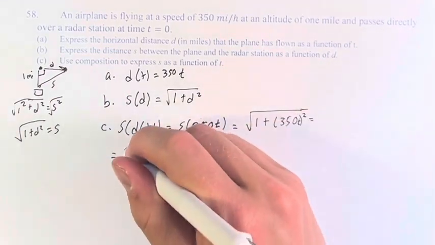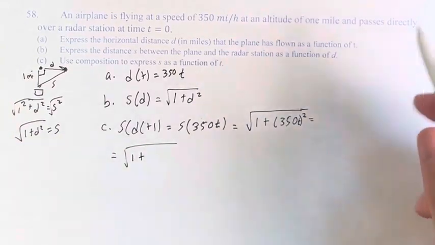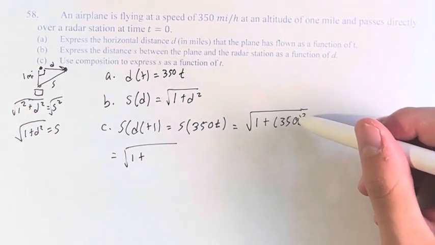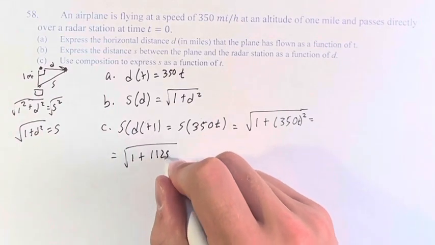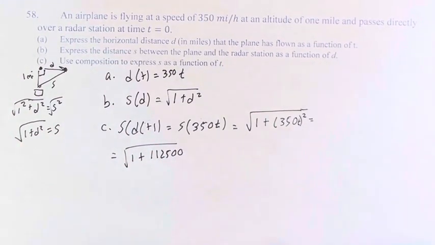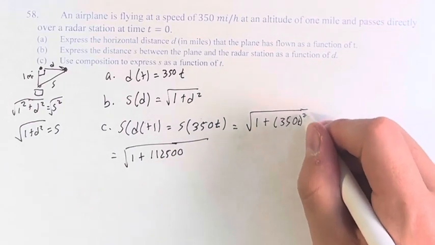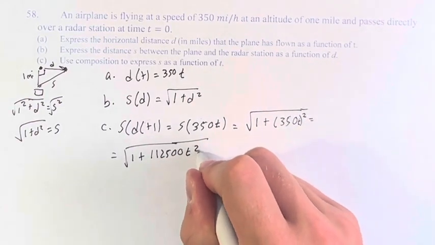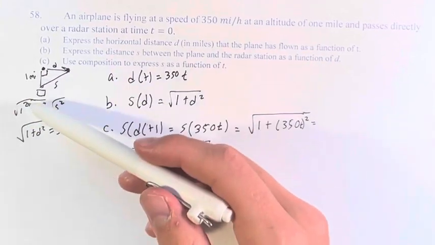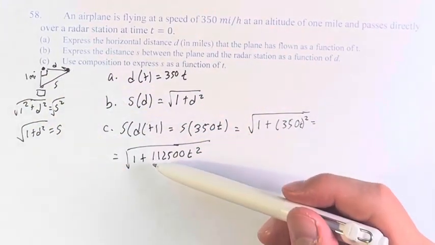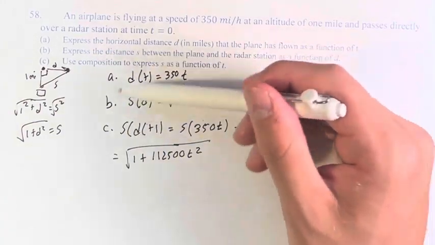This is 1 plus 350 squared, which is, I believe, 122500 times t squared, which is just t squared. So this function right here is the distance between the plane and the radar station as a function of time, done by a composition of these two previous functions.